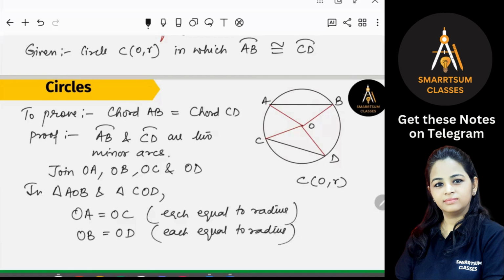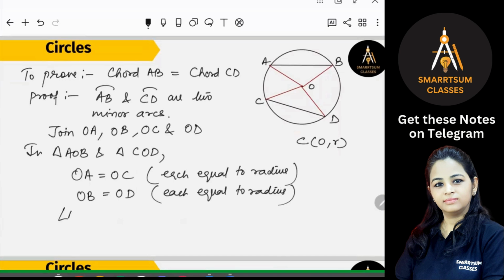And angle AOB is equal to angle COD, since the arcs are congruent. Why are they equal? Because when two arcs are congruent, they subtend equal angles at the center. Is that clear? So you can write: since arc AB is congruent to arc CD, they subtend equal angles at the center, so angle AOB will be equal to angle COD.